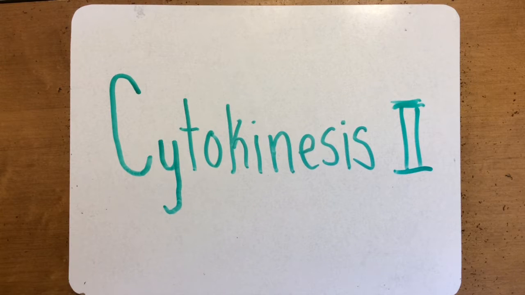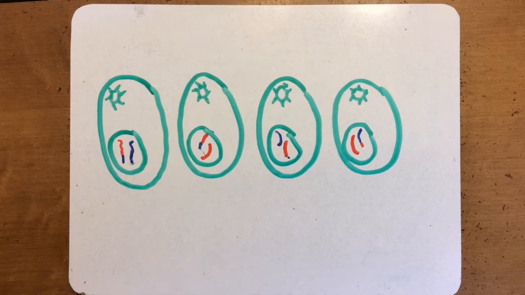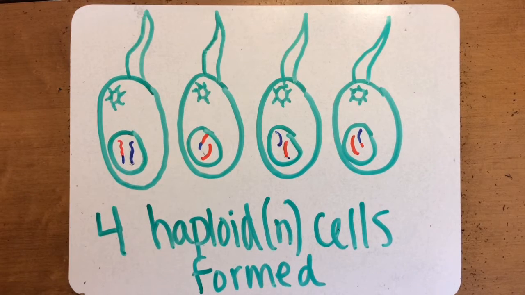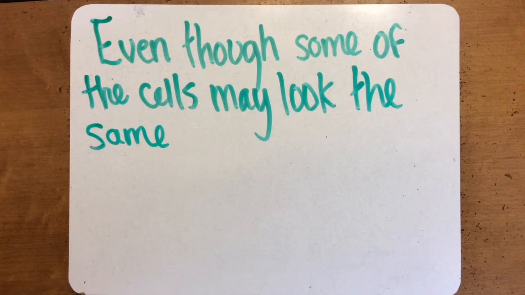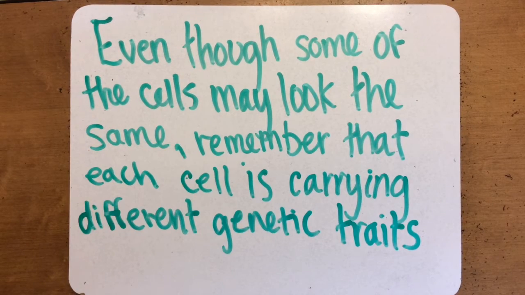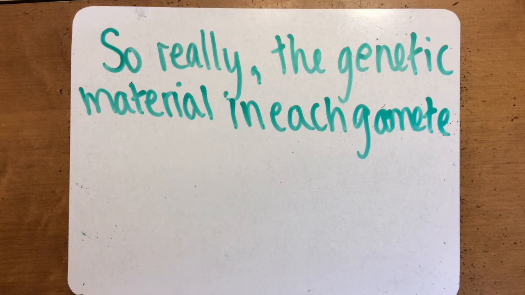The last phase of meiosis 2 is cytokinesis 2. Here are the 4 cells that have been formed during meiosis. There are 4 haploid cells, and eventually they will develop into sperm cells. Even though some of these cells may look the same, remember that each cell is carrying different genetic traits, so really the genetic material in each cell is unique.